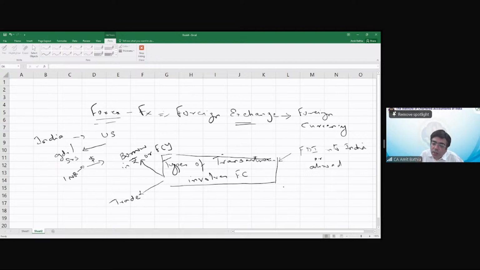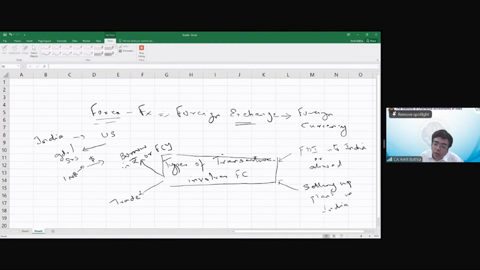What are the other reasons for which you would need to involve foreign currency? Yes, so we have FDI, we have borrowings. Now we could also have some foreign companies setting up their plants in India, right? Setting up plant in India.